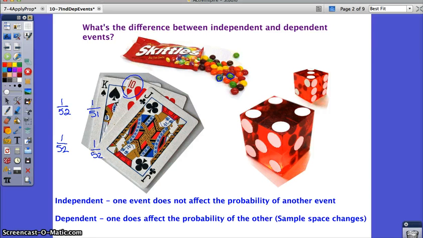Rolling a die: I could roll this die. What's the probability of getting a 4 and a 3 on 2 dice? Well, does the first throw affect the second throw? No. Even if it's the same die, it still doesn't affect it, so those would be independent events.